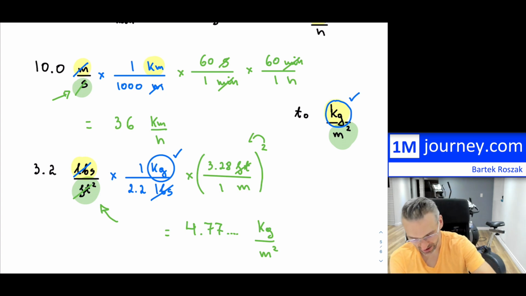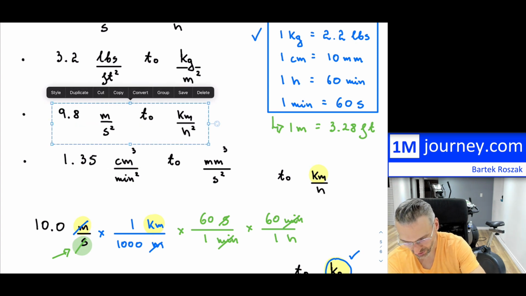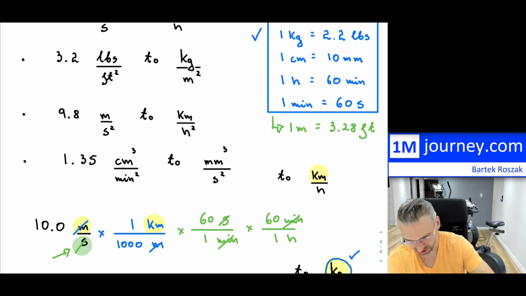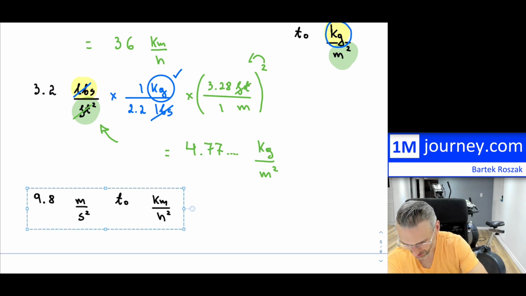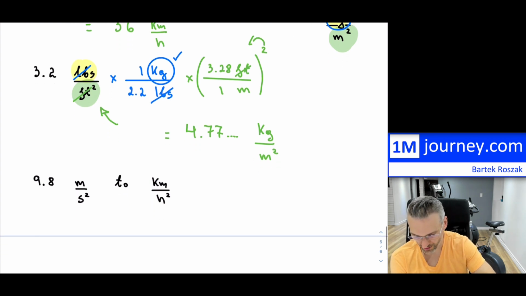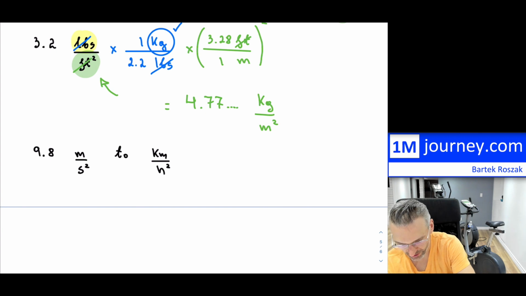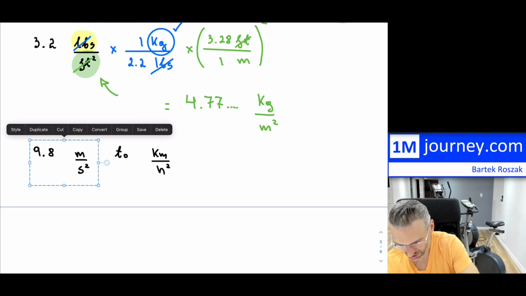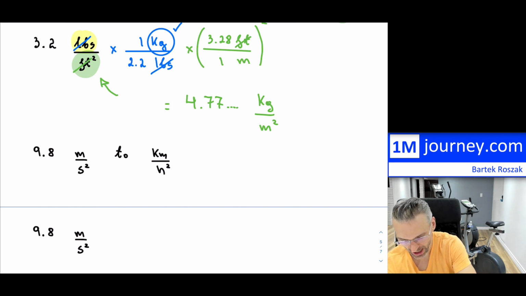Let's take a look at another example. So here's the third example. This one right here, 9.8 meters per second squared, is actually a common acceleration. If you're going to be going on into physics, you'll learn about that. So let's see if we can get a little bit better now at these conversions. This is what we want, to convert to kilometers per hour squared.